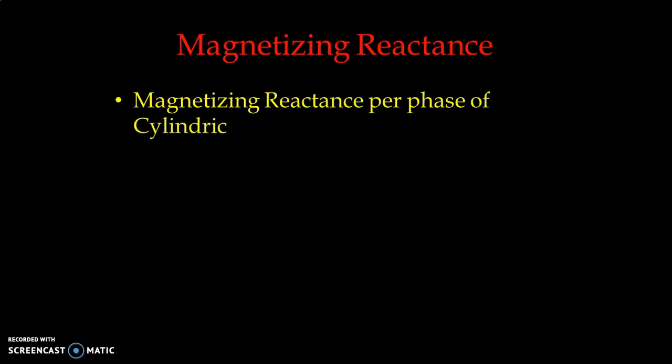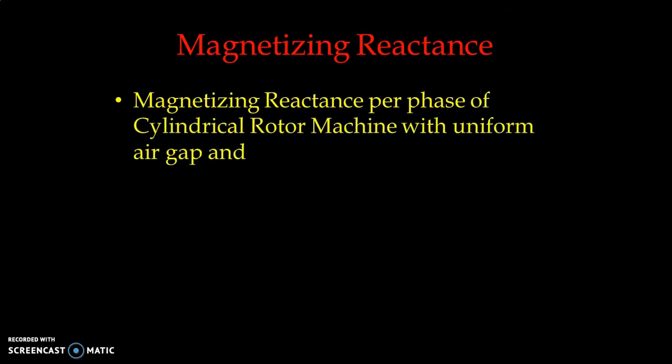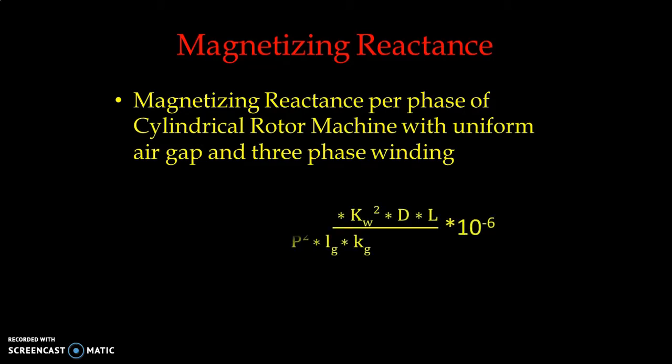Magnetizing reactance per phase of a cylindrical rotor machine with uniform air gap and three-phase winding can be given by the equation Xm = 7.54 multiplied by F multiplied by Tph square, Kw square multiplied by D multiplied by L, divided by P square multiplied by Lg and multiplied by Kg, and multiplied by 10 raised to minus 6. As per the equation we can easily calculate the magnetizing reactance.